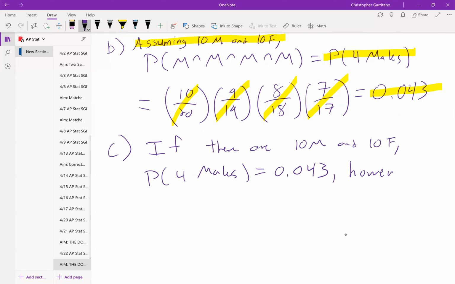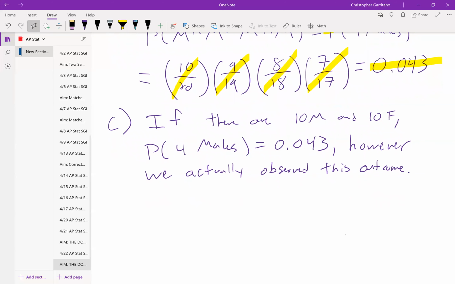However, we actually observed this outcome. So now this means one of 2 things. We either got really lucky, or the initial assumption is incorrect. And of course, in statistics, when we make an assumption and we observe a very rare outcome, an outcome that would be rare based on that assumption, we take that as evidence that the assumption is incorrect. Or in other words, we take that as evidence to reject the null hypothesis, right?